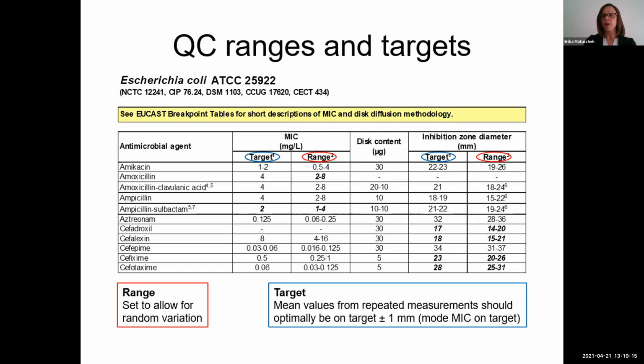And it's also a very good way to troubleshoot if you have problems with a specific agent, or if you, for example, have many results where you are above the target value, then it might be related to the agar, to the reading, etc. So it helps troubleshoot and understand what affects the zone sizes.